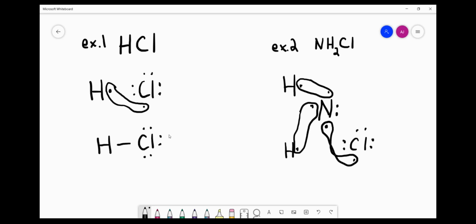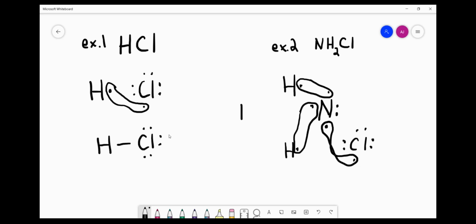So 1, 2, 3, 4, 5, 6, 7, 8. So nitrogen's got its octet. Chlorine, 1, 2, 3, 4, 5, 6, 7, 8. And then each hydrogen has 2. So we call this a valid molecule. You don't necessarily know whether it's the actual molecule which is going to form, but if you follow these steps, you'll usually get the right molecule.